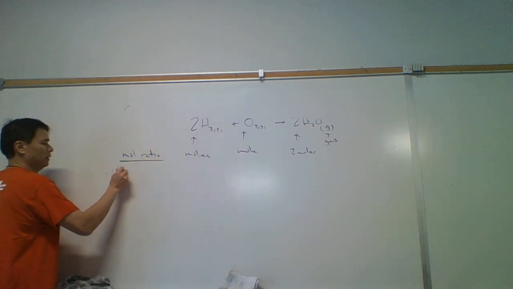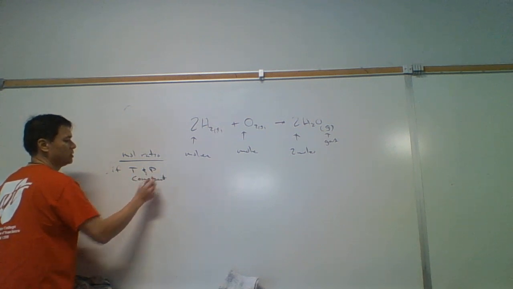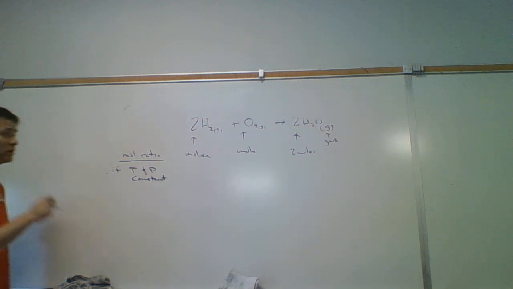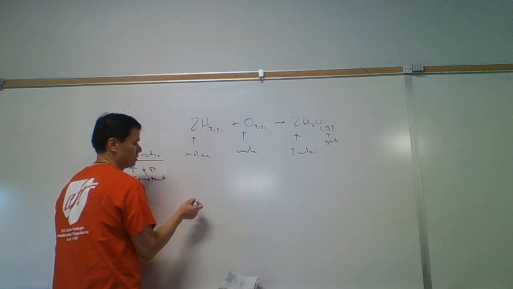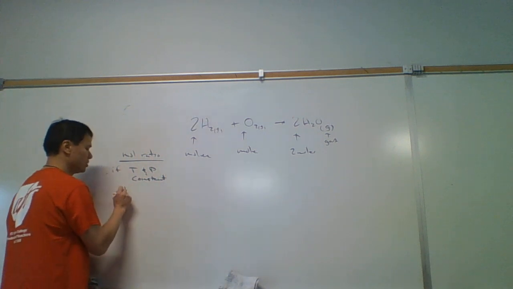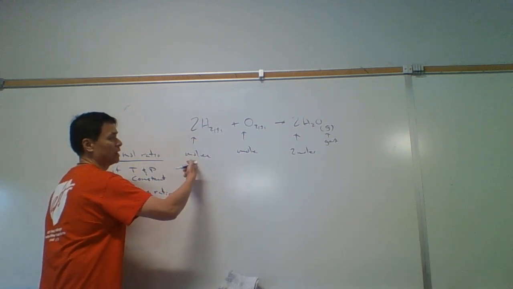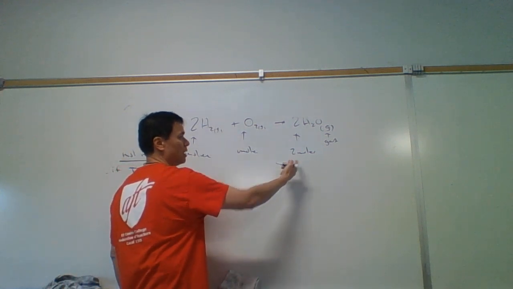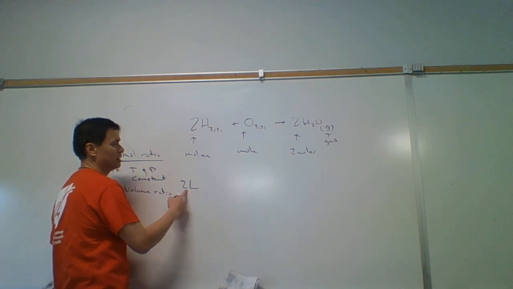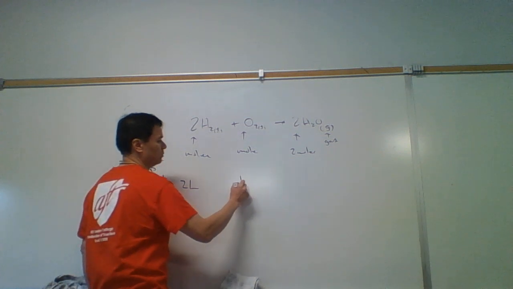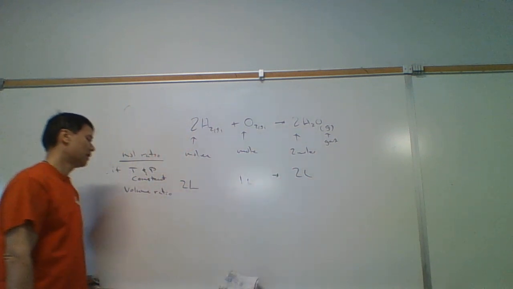Now, if T and P are constant, if they don't change, then this is also the volume ratio. Rather than moles, we could say liters or gallons. This is Avogadro's law. So this could be 2 gallons of hydrogen gas, we need 1 gallon of oxygen gas, and we'd form 2 gallons of H2O. But we don't work with gallons that much; we mainly work with liters. So we could say I'd need 2 liters of hydrogen for every 1 liter of oxygen to form 2 liters of H2O gas. And so we have the volume ratio.